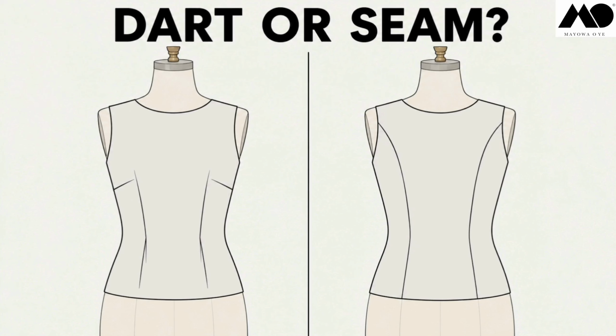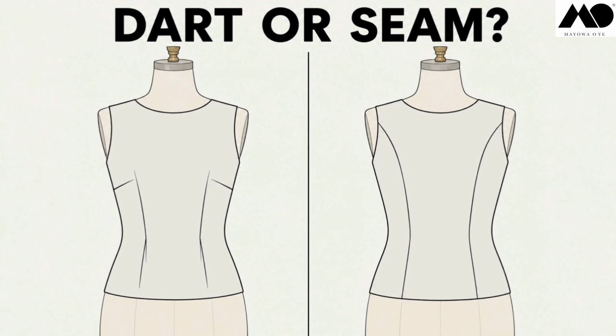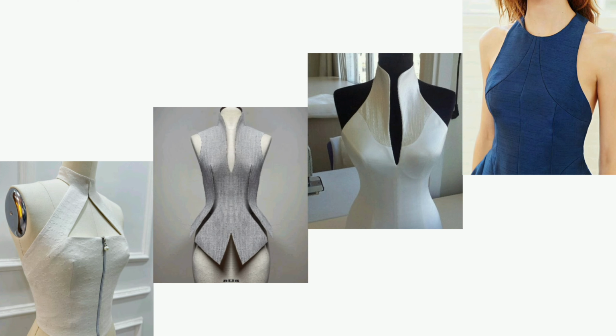A dart and a princess seam can both shape the body, but they don't create the same results. One of the most common mistakes I see in pattern making is treating them like they are automatically interchangeable. You notice shaping around the bust or at the waist, and then you ask, should I use a dart or princess seam, or can I just swap one for the other?